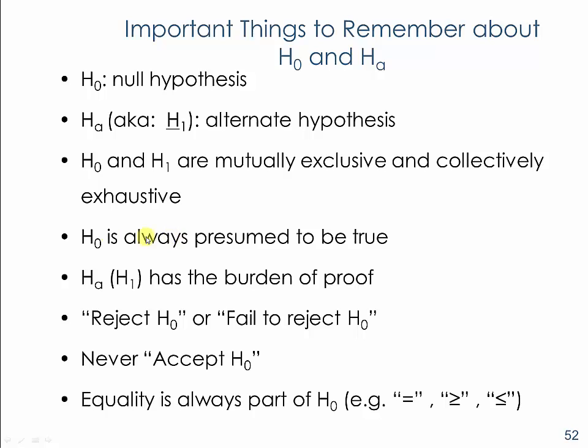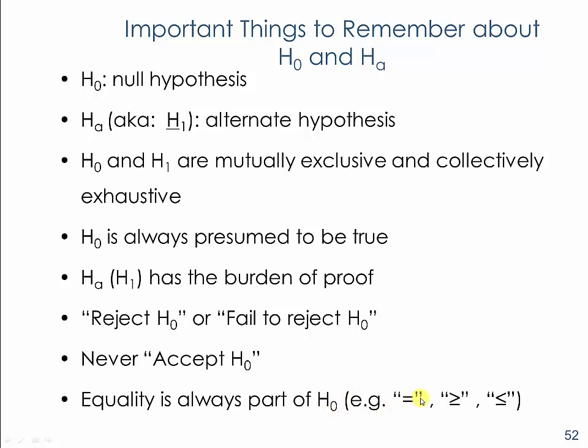The null hypothesis is always presumed to be true, and the alternate is the one that's trying to nullify the null hypothesis. In other words, the burden of proof is on the alternate hypothesis. We always reject, or fail to reject, the null hypothesis. We never accept the null hypothesis, because in order to accept it, we would have to have the entire population data, which we don't. We're taking a sample.